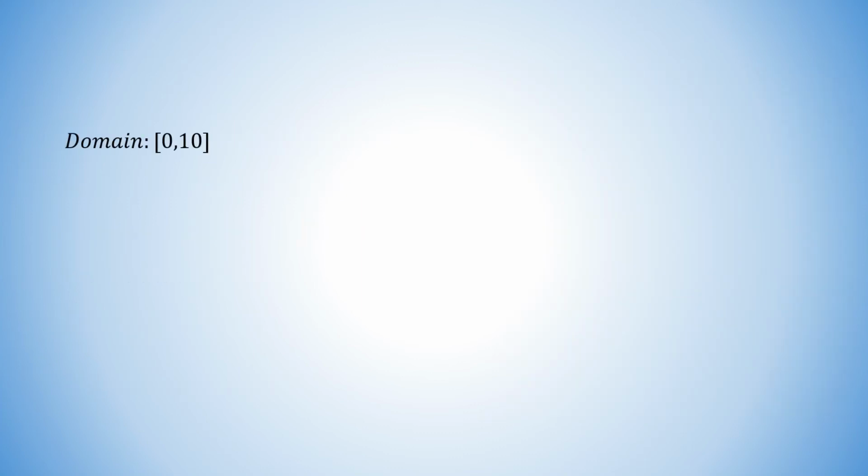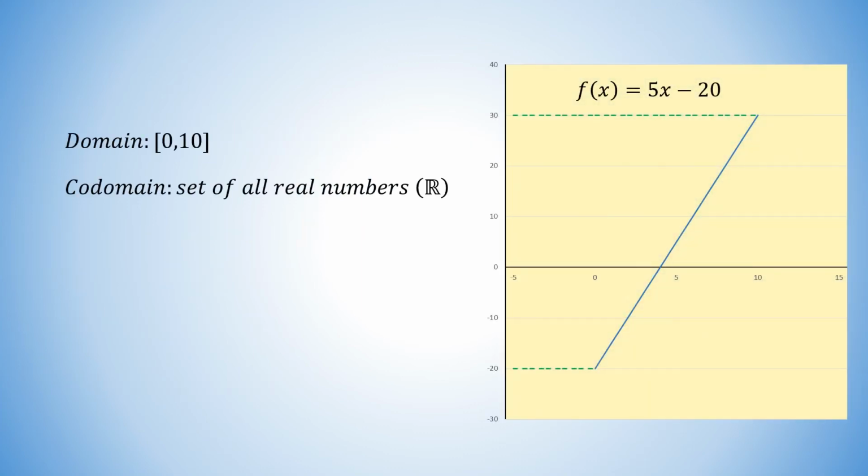Say now we change our domain to the set of numbers between 0 and 10, while leaving the codomain constant. Now our function can only take values between -20 and 30, as you can see, and so we call this its range. That's because the range of a function depends on both the function and its domain.